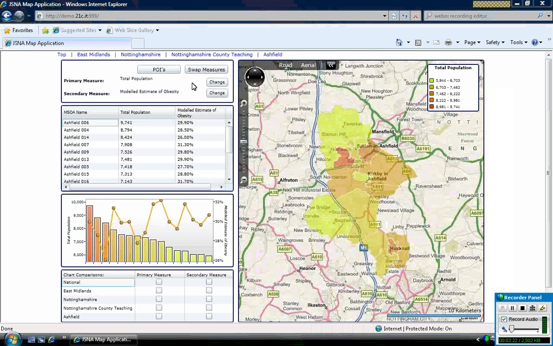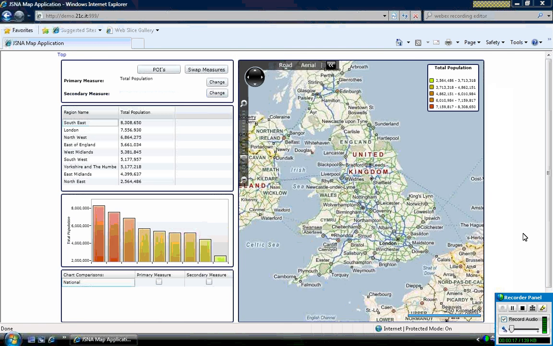And you can see that I've actually decided to change the secondary measure, so I'm looking now at estimates of obesity. And therefore, as I do have data at that level, my mapping image is a little bit more rich. So you can see we have the view that we were looking at before, and now we've got this obesity data at a lower level of granularity.